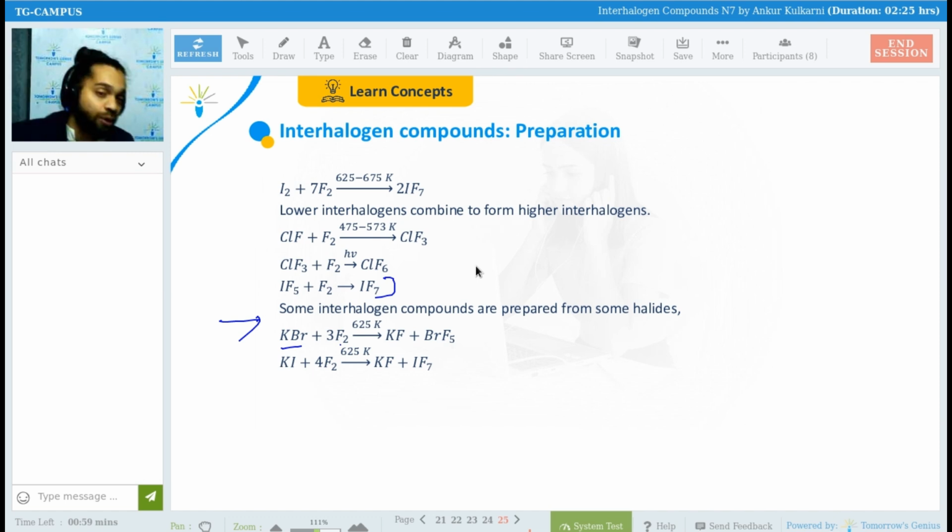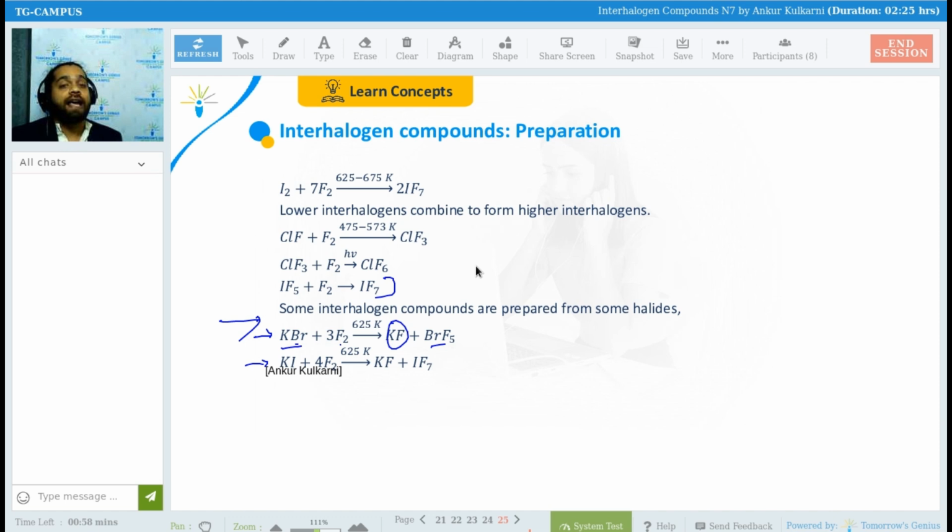So what will happen? Fluorine will kick out the bromine and form KF. But some of the fluorine, a gas, will react with the bromine which you have kicked out and form BrF. So interhalogen compounds form not only by reacting halogen with halogen, but also by reacting halides with halogen. Remember this. Write down both the reactions.